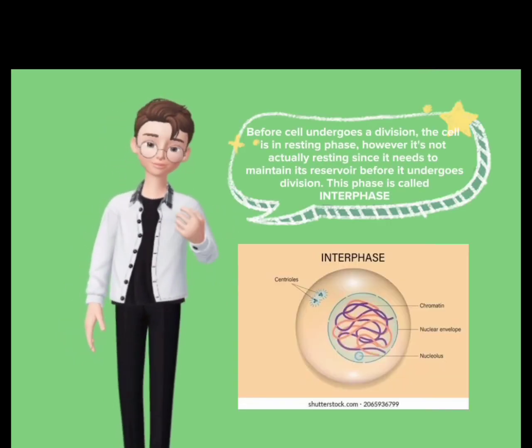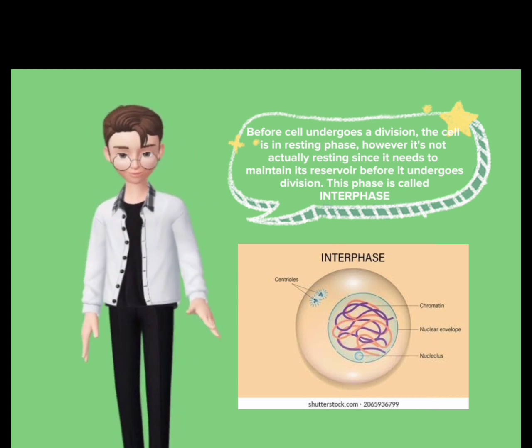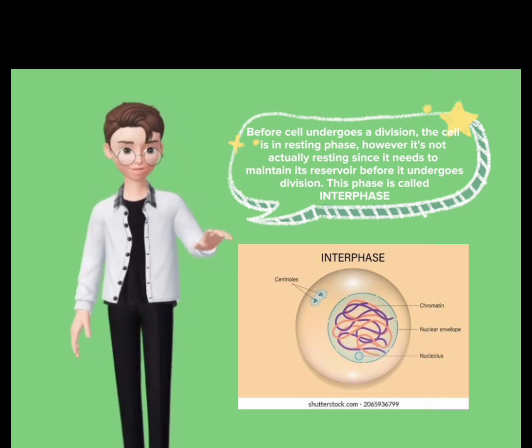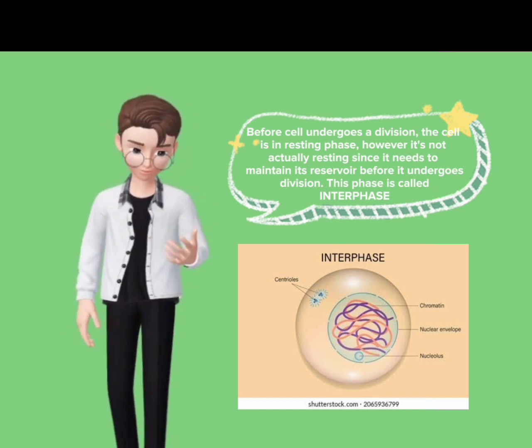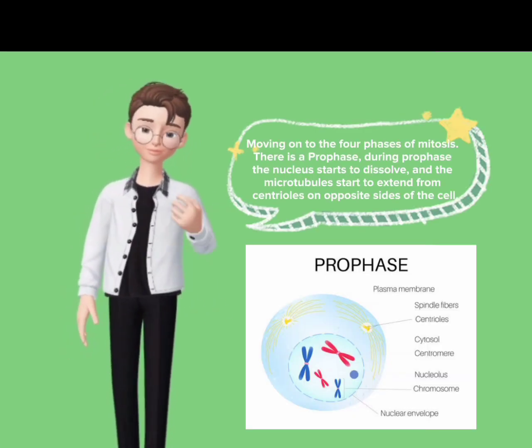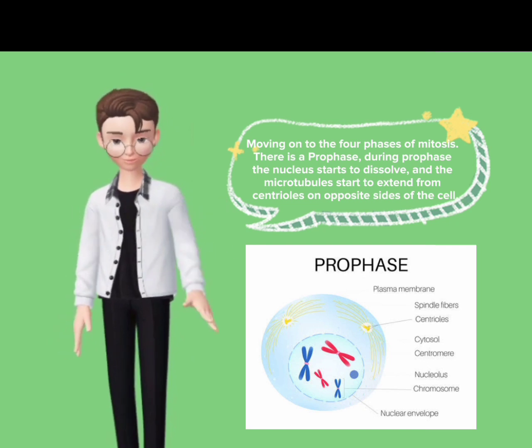Before a cell undergoes division, the cell is in a resting phase. However, it's not actually resting since it needs to maintain its reservoir before it undergoes division. This phase is called interphase. Moving on to the four phases of mitosis, there is prophase.